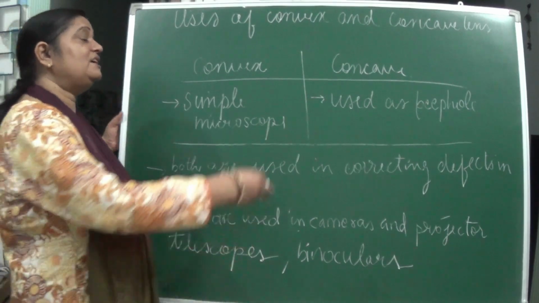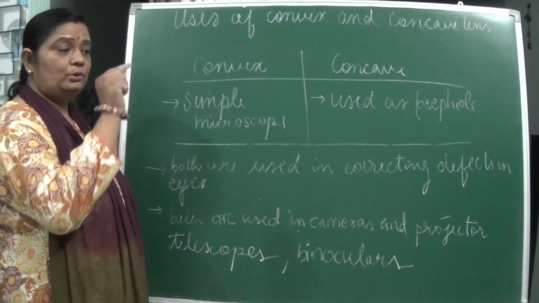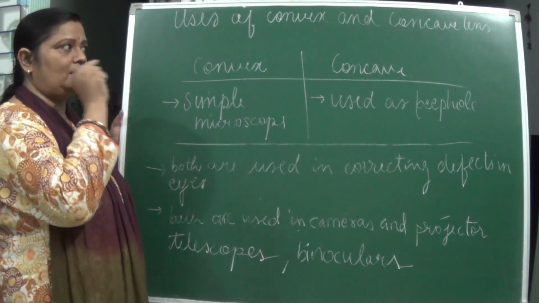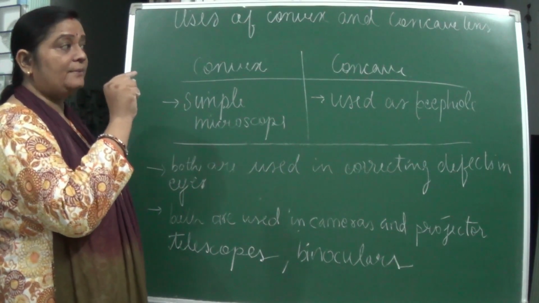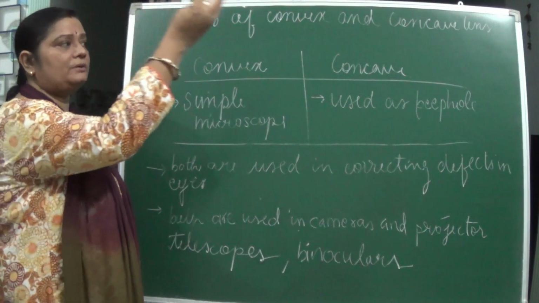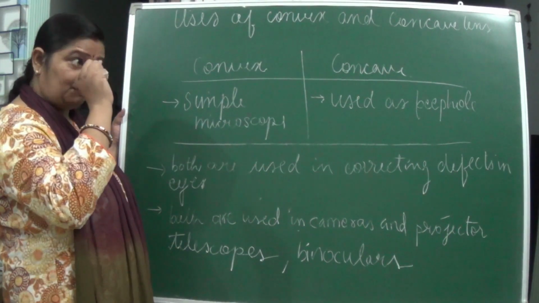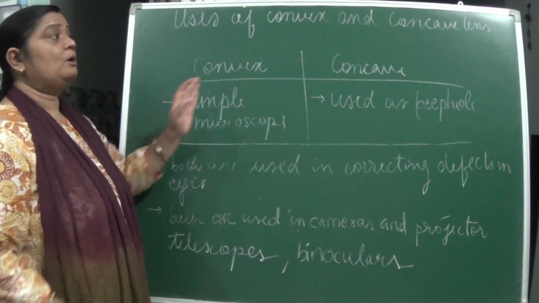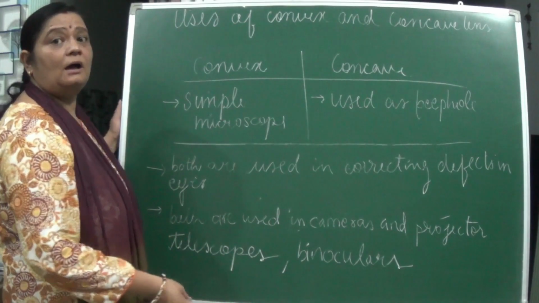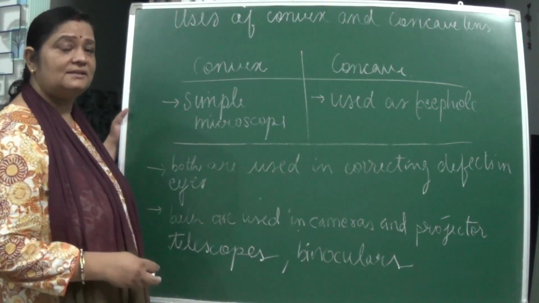Now the concave lens is used in the peephole. Do you know what a peephole is? On doors these lenses are fixed. From inside you can see who has come, who is on the other side of the door, through that peephole. In that, a concave lens is used. A bigger object present at the other side of the door becomes small and you can just see who it is.